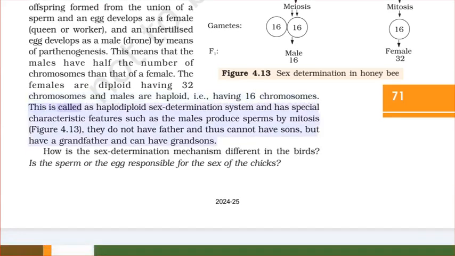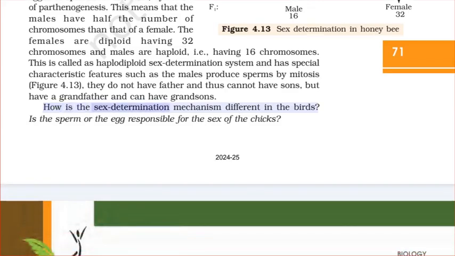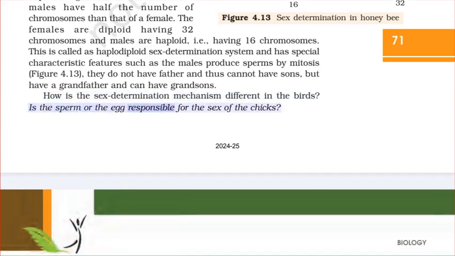This is called the haplodiploid sex determination system and has special characteristic features, such as the males produce sperms by mitosis. They do not have a father and thus cannot have sons, but have a grandfather and can have grandsons. How is the sex determination mechanism different in the birds? Is the sperm or the egg responsible for the sex of the chicks?